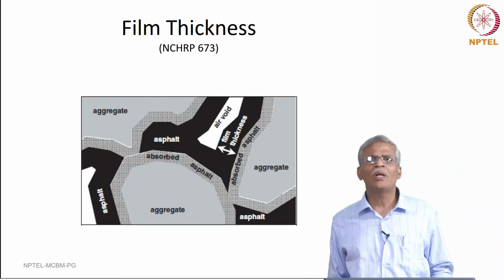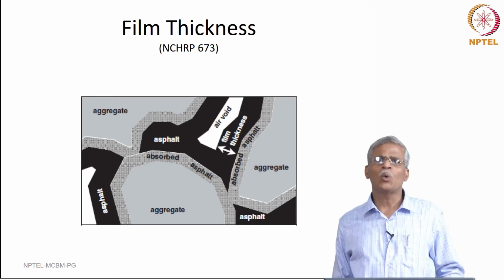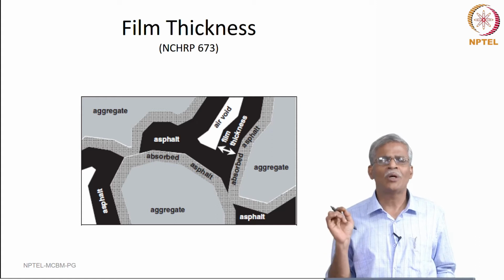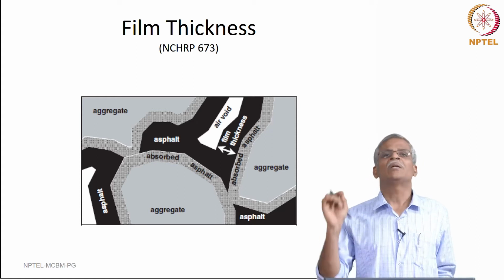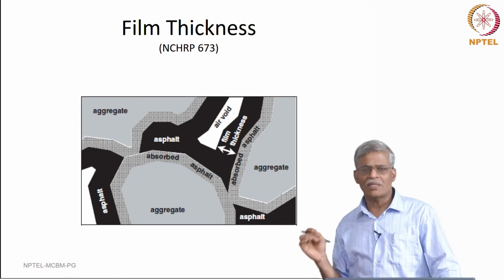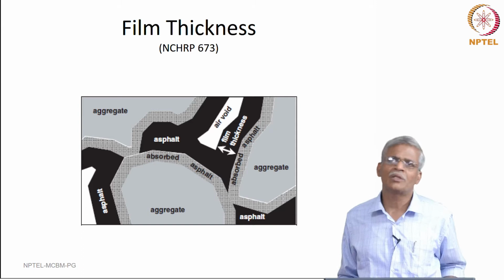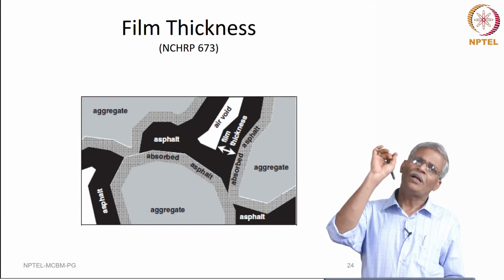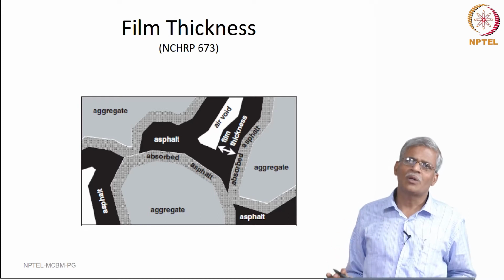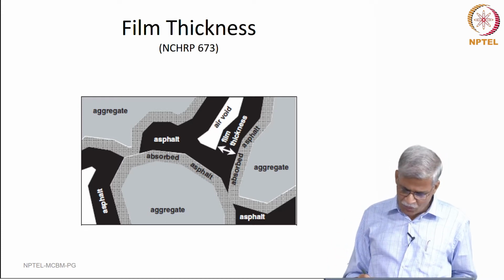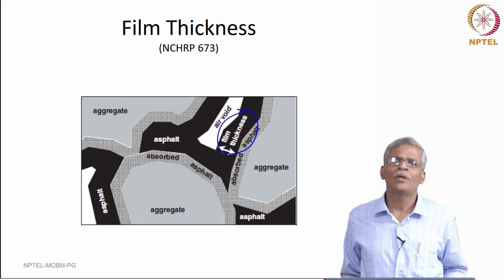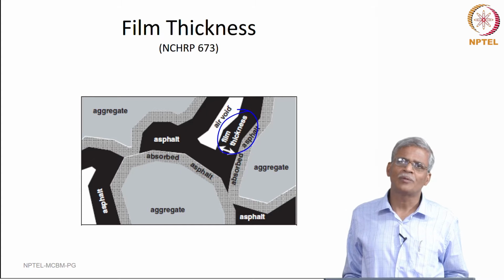And one very important thing is the role of the film thickness. Now, this film thickness is going to dictate the manner in which the mixture is going to deform at high temperature, let us say 60 degree centigrade, intermediate temperature 40 degree centigrade, and low temperature, let us say 10 degree centigrade or even sub-zero temperature. So, this is the asphalt film thickness that you are going to see here, and again we are not going to consider the absorbed asphalt.